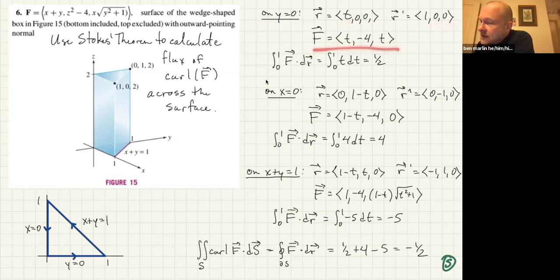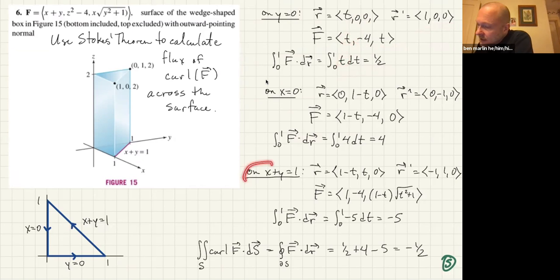Plugging in that t for x and the zeros for y, you end up with t, -4t. You're dotting with this 1, 0, 0, so it just pulls that t out. So you integrate t from 0 to 1, and you get 1/2. Okay.